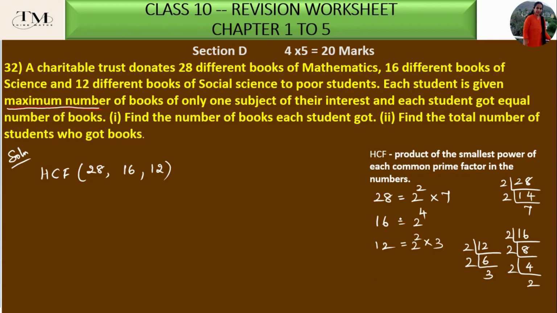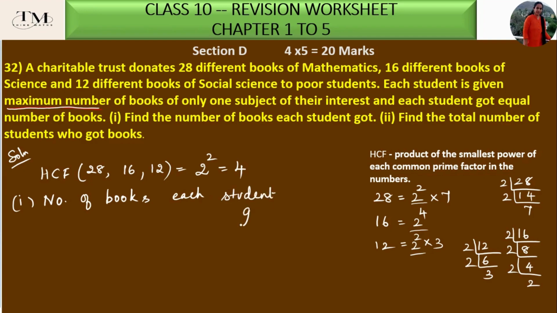So which is the common prime factor here? 2 is the only common prime factor. We have to take the smallest power. Which is the smallest power? The smallest power is 2, so it is 2 power 2, which is 4. That means the number of books each student got is 4. So for the first part, each student got 4 books.